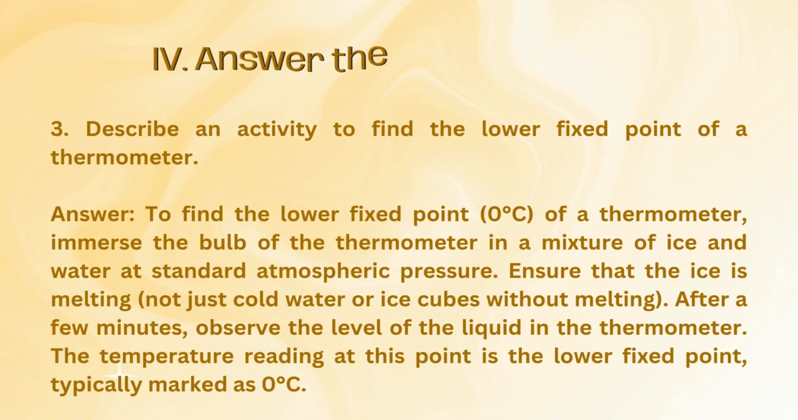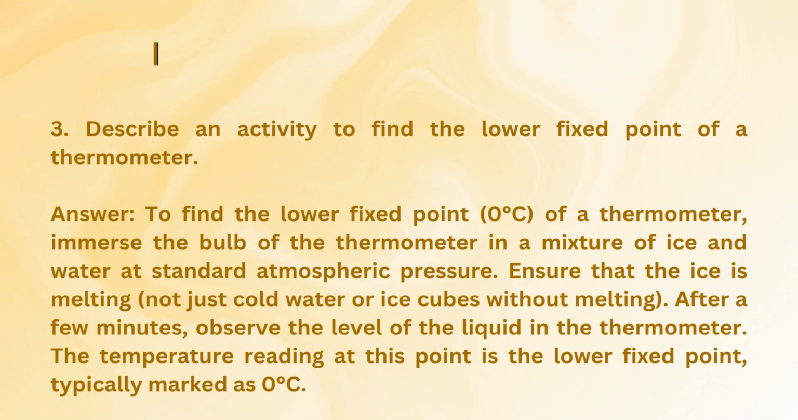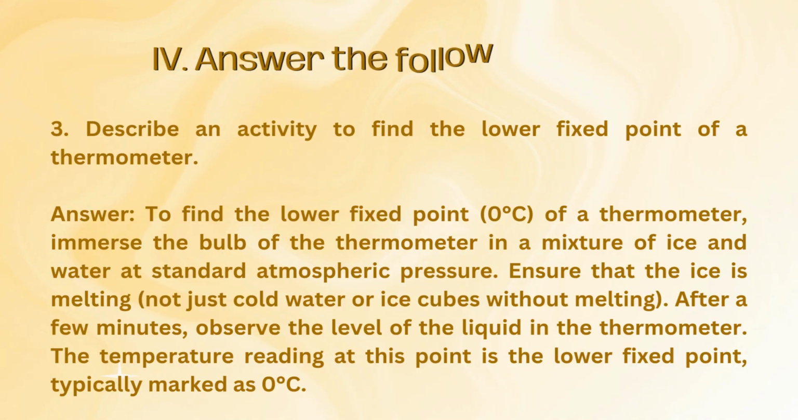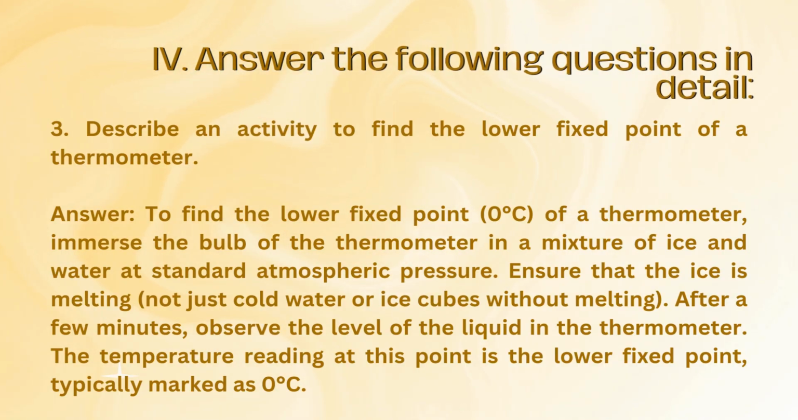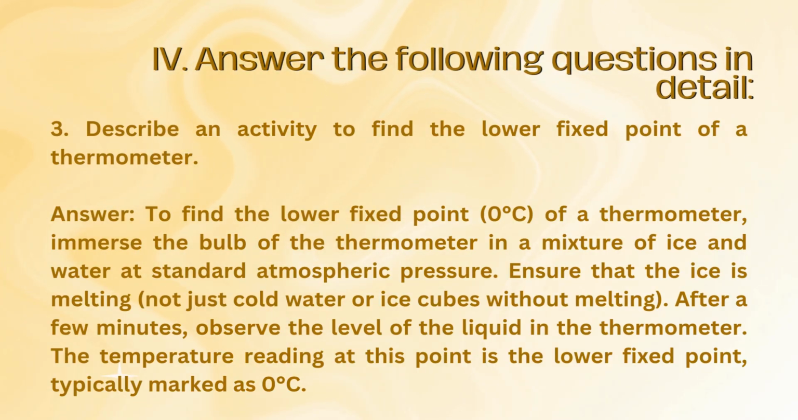Next question, 3. Describe an activity to find the lower fixed point of a thermometer. Answer, to find the lower fixed point, 0 degrees Celsius, of a thermometer, immerse the bulb of the thermometer in a mixture of ice and water at standard atmospheric pressure. Ensure that the ice is melting, not just cold water or ice cubes without melting. After a few minutes, observe the level of the liquid in the thermometer. The temperature reading at this point is the lower fixed point, typically marked as 0 degrees Celsius.